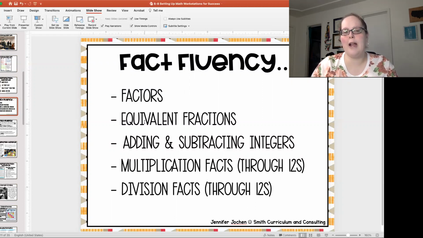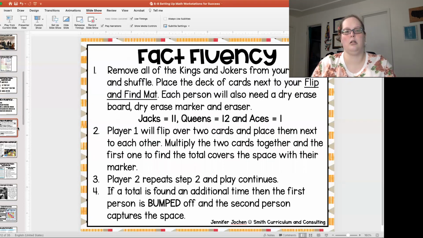Think about how equivalent fractions plays into ratios. Adding and subtracting numbers plays into, oh, so many things. Factors, but multiplication and division. We can't do Pythagorean theorem without multiplication. We have to have our students understand these foundational fact fluency standards.